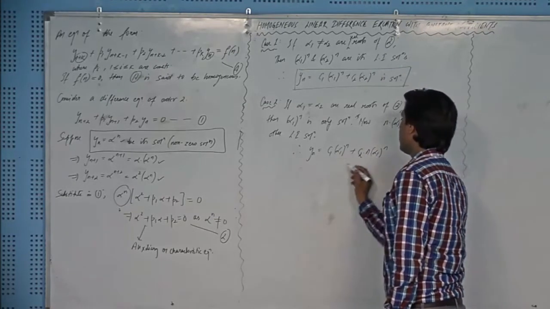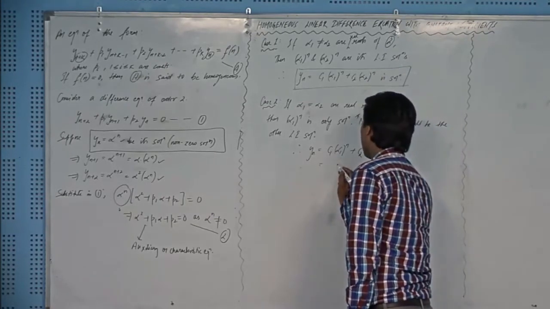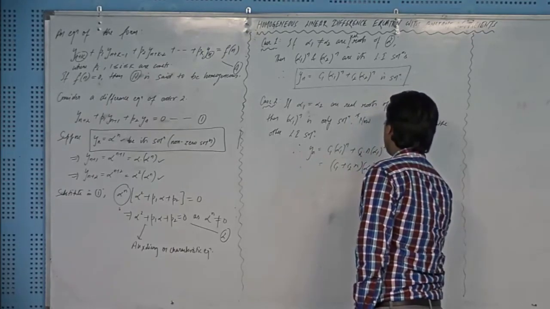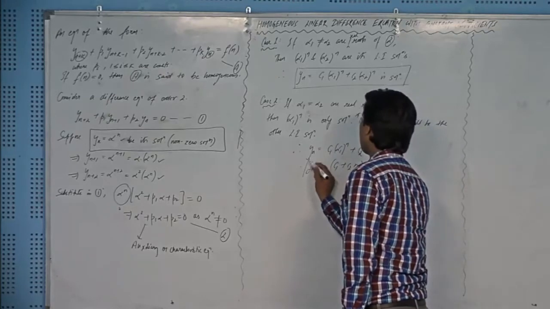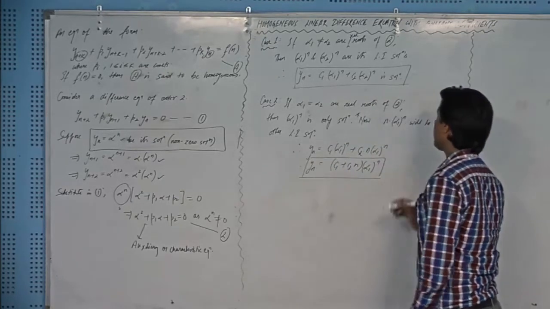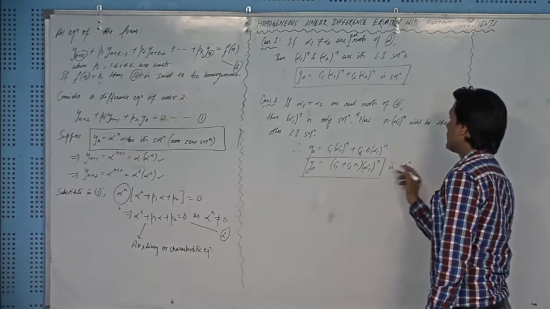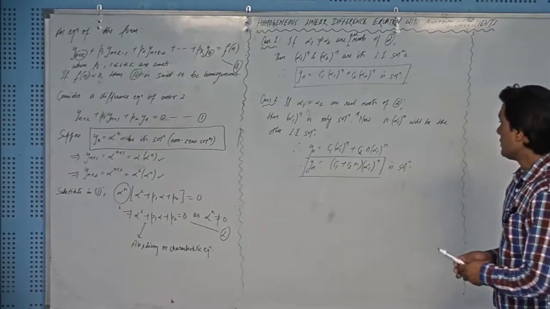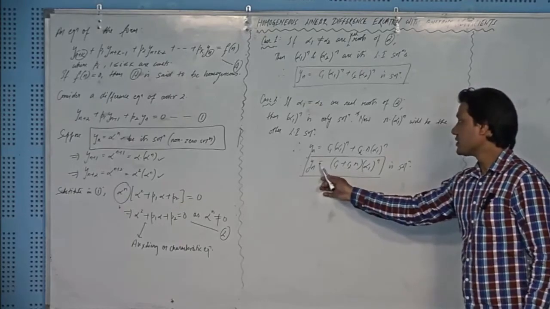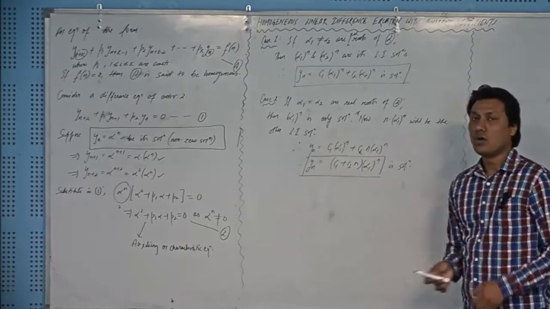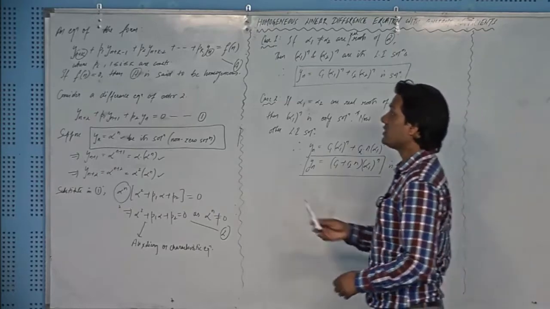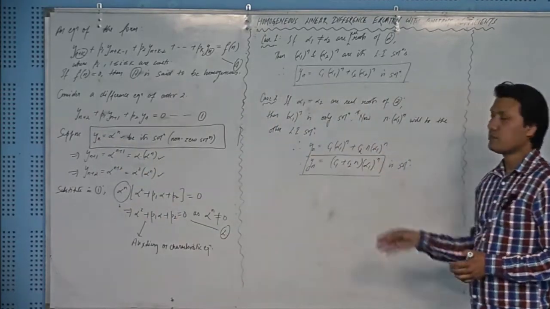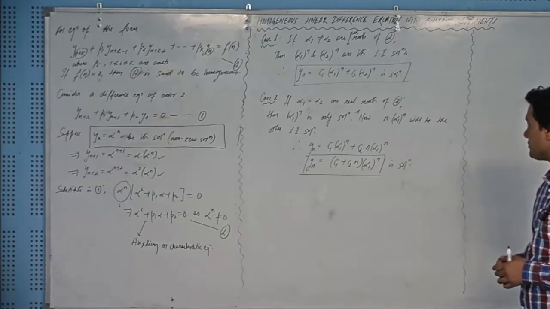And ultimately you can take alpha 1 to the power n common, (C1 + C2 n) multiplied by alpha 1 to the power n, and this will be the solution, right? Where C1 and C2 are again arbitrary constants. The number of arbitrary constants involved in a solution of a difference equation is just equal to the order of the difference equation. You can see the order of this equation is equal to 2, so in all cases I will be getting two arbitrary constants.